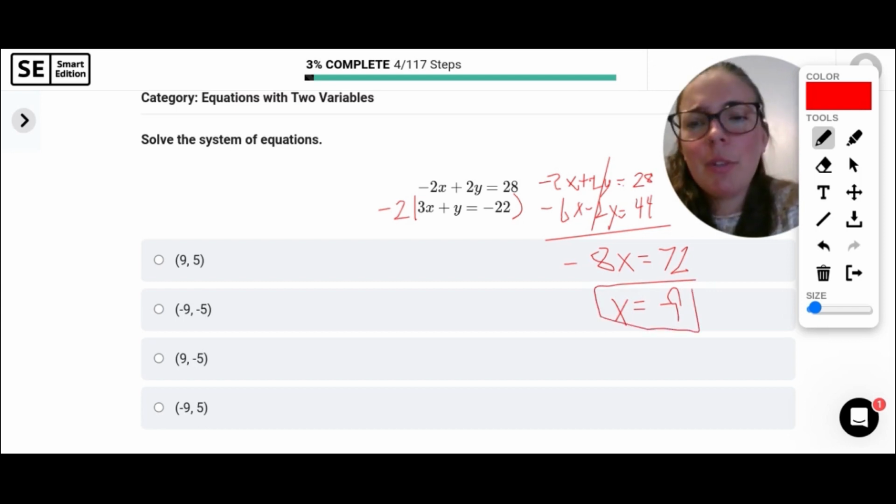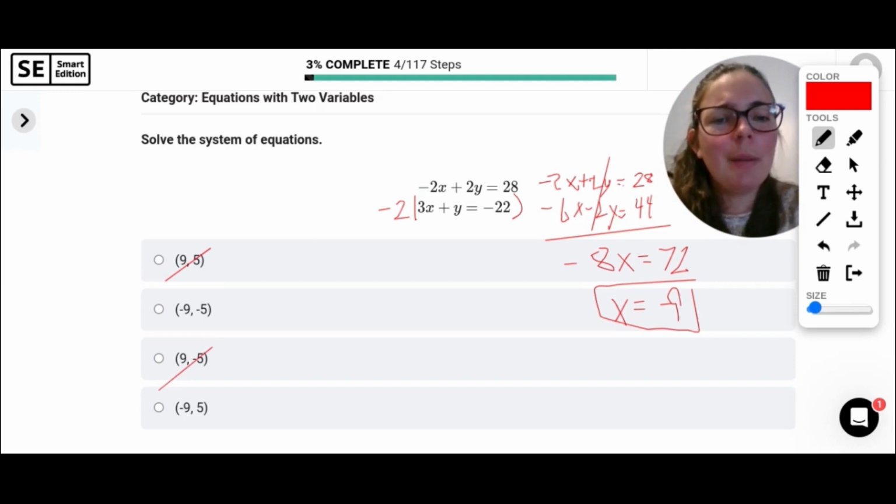So I can actually go through and get rid of a couple options off the bat. In order to solve for y, I'm just going to plug negative 9 into one of my equations. I'm going to choose the bottom one. Might be a little easier to get y by itself with that one.